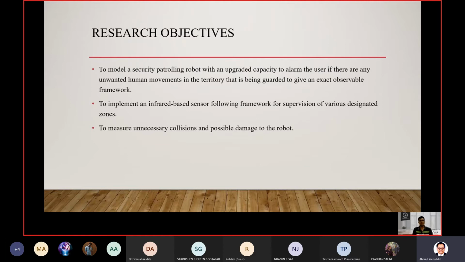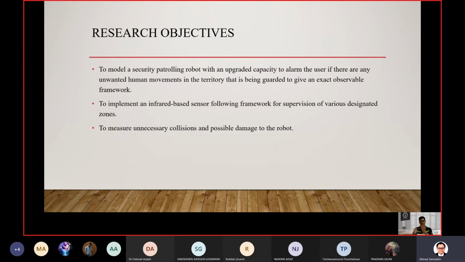My other research objective is to implement an infrared-based sensor following framework for supervision of various designated zones. It is obviously known to many people that there are some areas where humans cannot reach by themselves, and maybe smaller autonomous robots are able to reach there. And also, it is used to measure unnecessary collisions and possible damage to a robot. So these are what the infrared sensors and the ultrasonic sensors are used for.